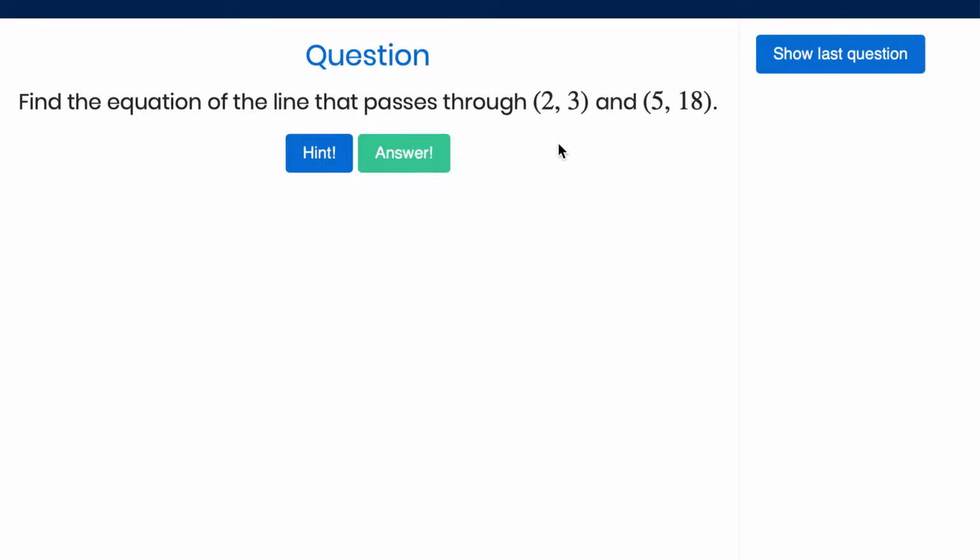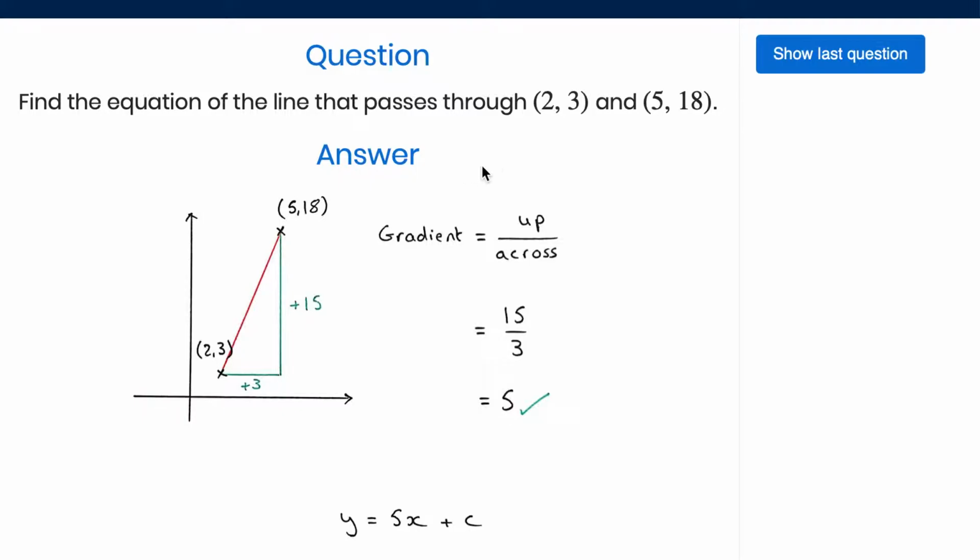Okay, so here is an example. Find the equation of the line that passes through the points 2, 3 and 5, 18. Let's see the method. Now we first make a sketch of the 2 points and draw a right angled triangle between them. Roughly here is 2, 3 and here is 5, 18. Now we like to use the formula gradient equals up over across, but you may have seen others such as rise over run or change in y over change in x. They all mean the same thing.